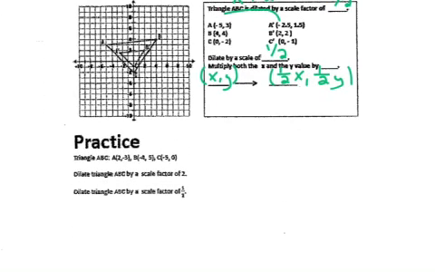Down here, it says for you to practice. Here's my original triangle. I first want you to multiply them by a scale factor of 2, and then we're going to dilate my original by a scale factor of 1/2. So try those two for me, and you can press pause. When you're ready to check your answers, you may do so.